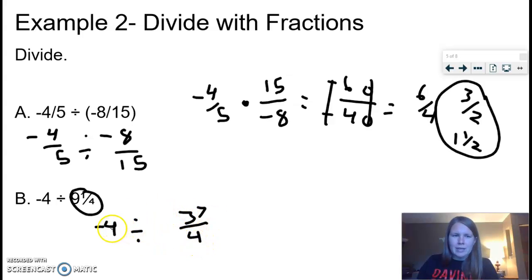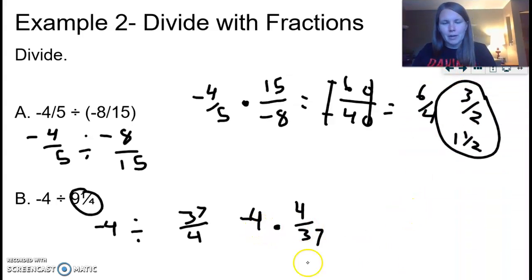Remember, we are going to keep this, so -4, change the sign, and flip our fraction, so 4/37. Now, -4 is not already written as a fraction, but technically it could be. So -4 out of 1, because any whole number, or any integer really, can be written out of 1. And we're going to multiply across. -4 times 4 is -16, and 1 times 37 is 37.